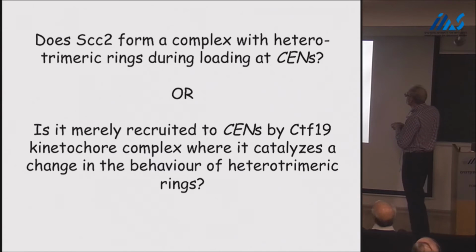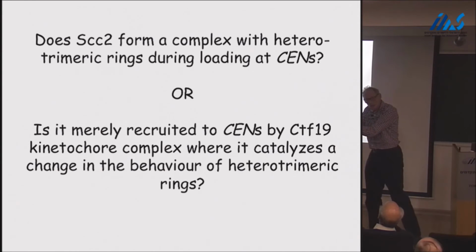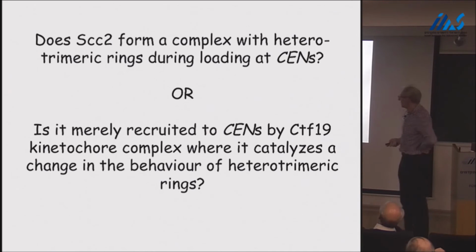Does Scc2 form a complex with heterotrimeric rings during loading at centromeres? That would be one possibility. During the act of loading, the loading complex forms a complex with cohesin. And that's a transient intermediate of the ring, and then it traps and moves off, and the loading complex lets go. Or is the loading complex merely recruited to centromeres by kinetochore proteins like the Ctf19 complex, where it catalyzes a change in the behavior of these rings?